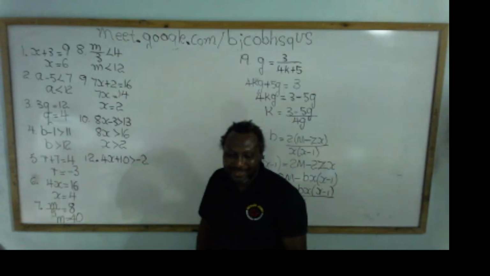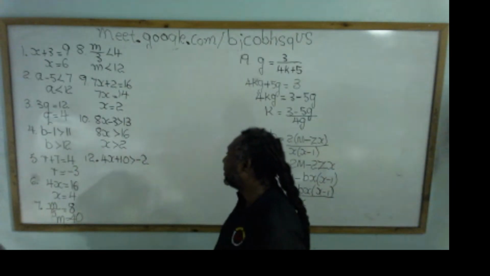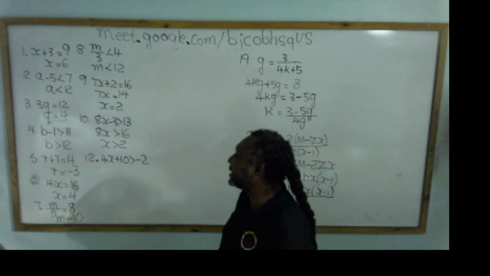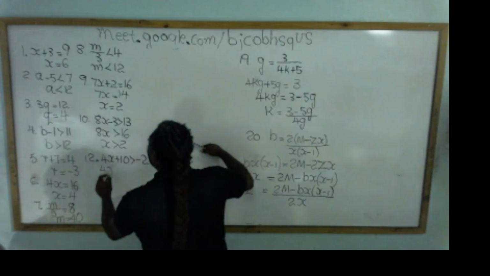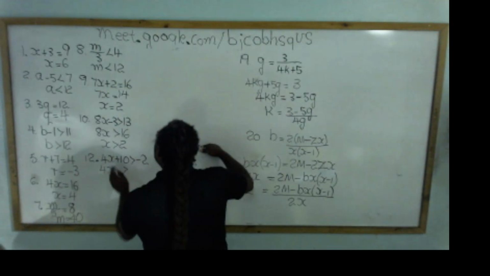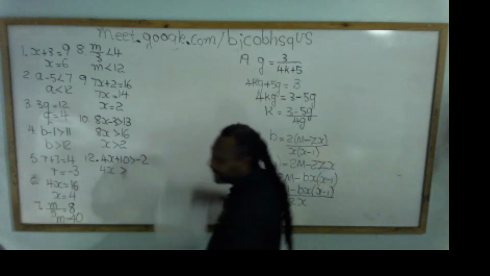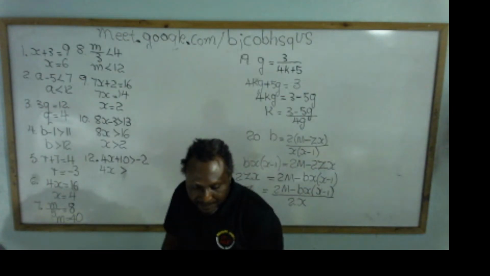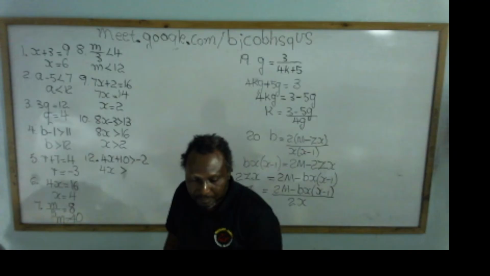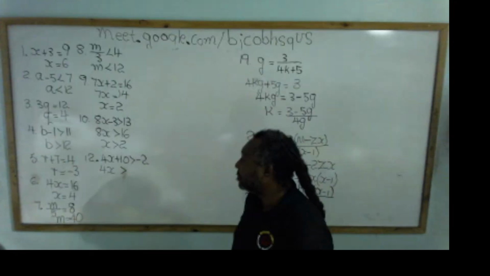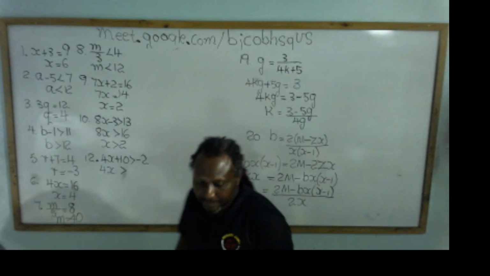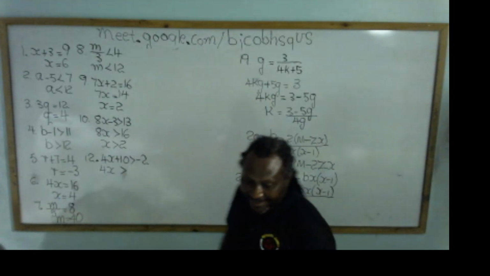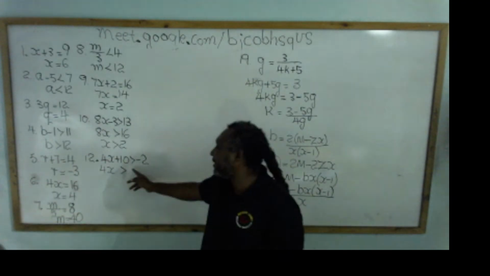So let's continue. We have 4x plus 10 is greater than negative 2. So what should we write now? 4x is greater than what? Let me see who will get that one right. Let's see who will get this one right. 4x is greater than what?